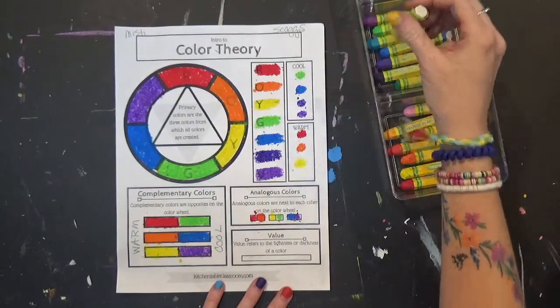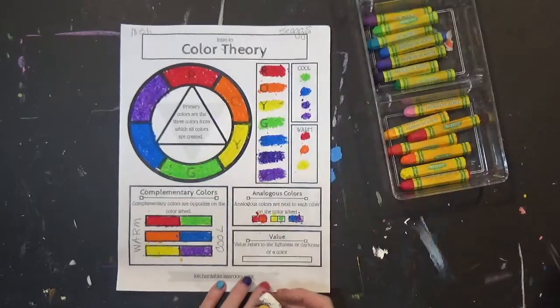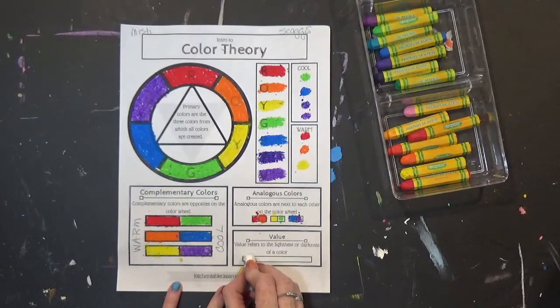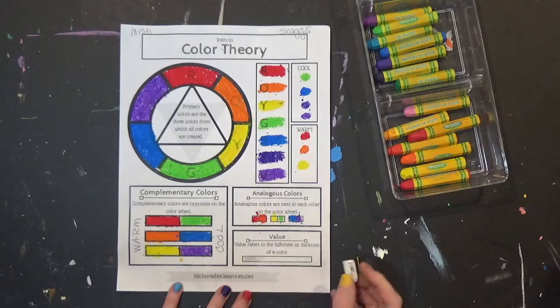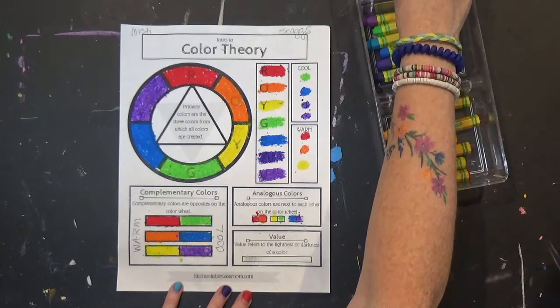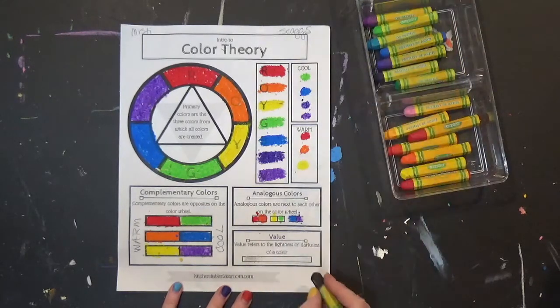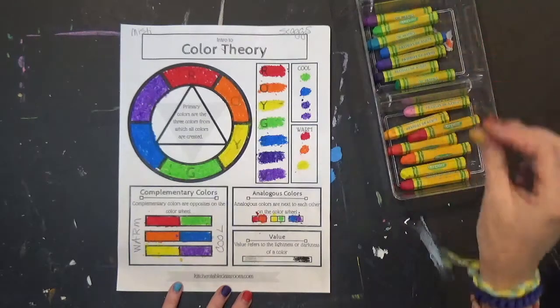To do a value scale, I'm going to put just a little bit of white on one end. That's going to be my lightest end. And I'm going to put a teeny tiny bit of black. Remember, black is a very bossy color. So we don't want a lot of black on this end. But that's going to be my darkest value.